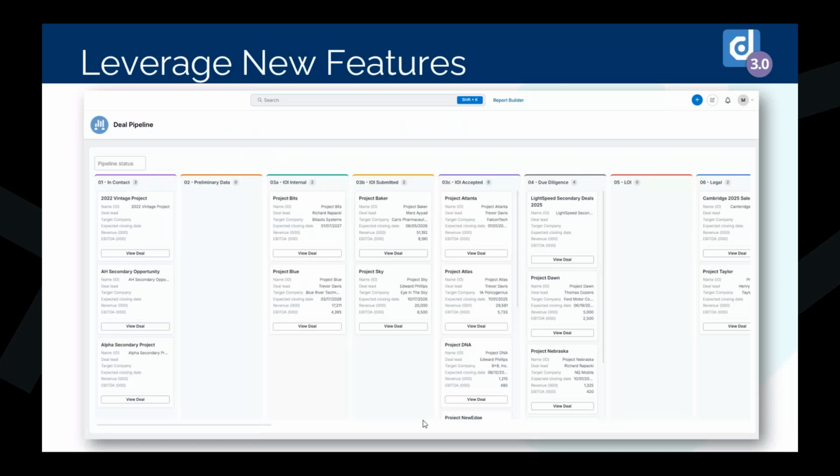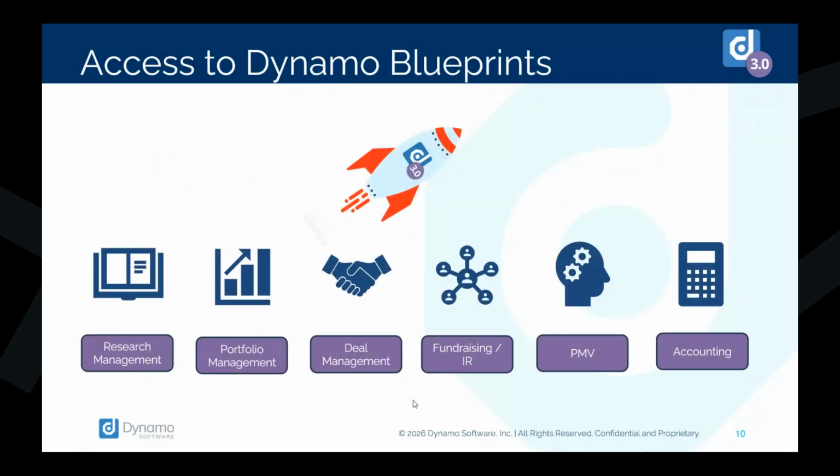And then finally, what we have is a call out to our blueprints. So here are the 6 blueprints that we have. And for each of those, we'll talk more about how to get set up on those, regardless of the migration plan that you want. These will all be the starting point for your migration to 3.0, and you can really leverage all of the out-of-the-box functionality that we've put together.